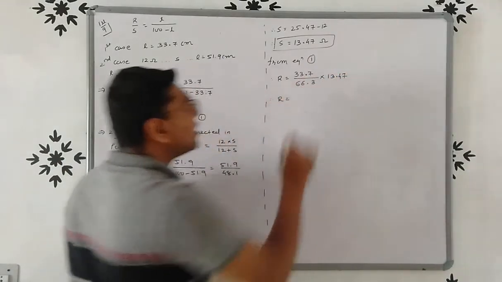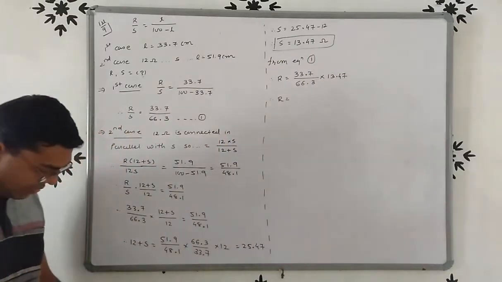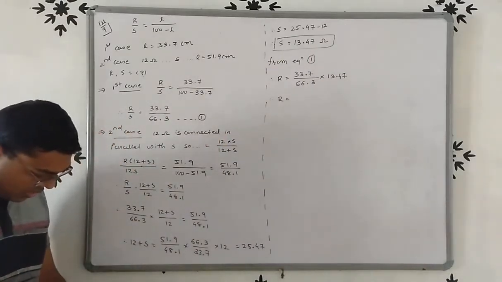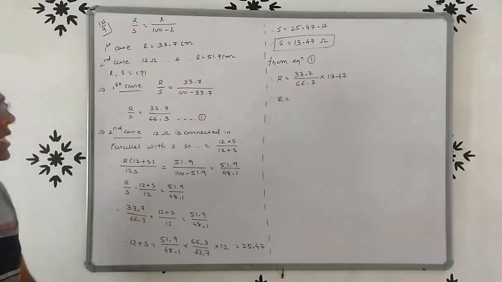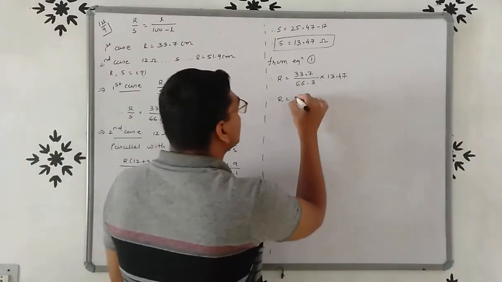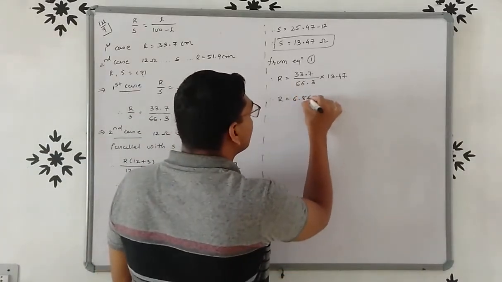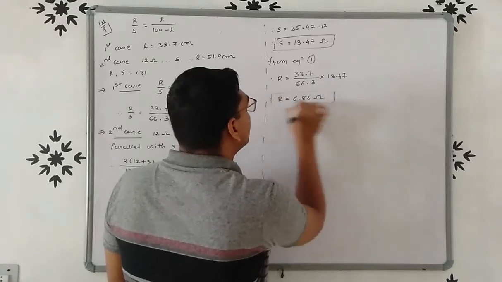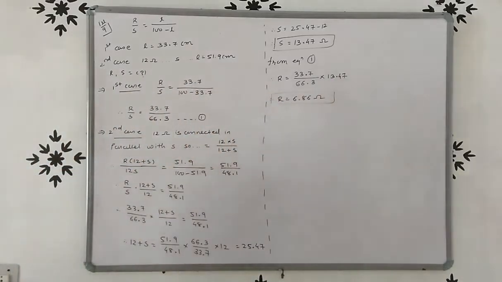So if you solve this, then you get R is equal to 6.86 ohm. So this is the value of R and S. The value of S is 13.47 and the value of R is 6.86.